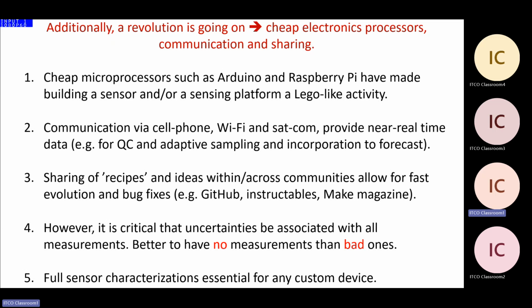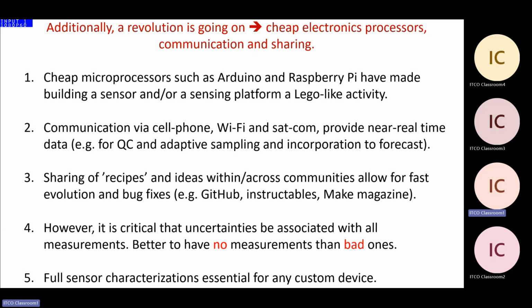Wi-Fi's ubiquitous. Satellite communications is coming. And really importantly, number three, sharing these ideas, putting them on GitHub and Instructables and publishing them in open journals makes it very accessible. When I present my stuff, you'll see it's very common to put the paper out in some sort of publication, and then just link to the Zenodo or the GitHub that has all the details and the bill of materials and schematics and CAD models that you need.